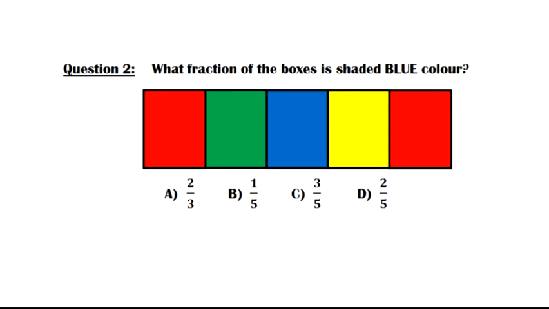Question 2. What fraction of the boxes is shaded blue color? From the diagram, we can see that there are 5 boxes, and only 1 box is shaded blue color. So, the fraction of the boxes which is shaded blue color is 1 over 5. Therefore, the answer is option B.